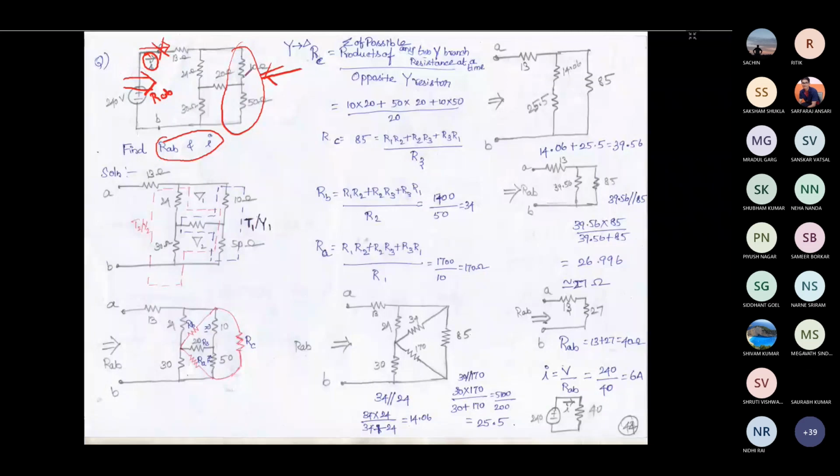From there, they have found the equivalent resistance. The equivalent resistance is coming as 40 ohm. The voltage is 240 volt, so 240 volt is applied here. Then if you want to find the current, I is equal to 6 ampere. Okay, so this is for the star to delta conversion, a simple problem.